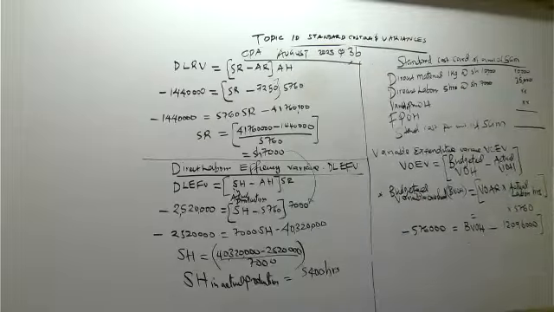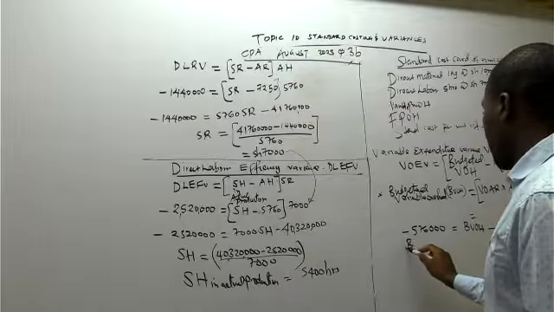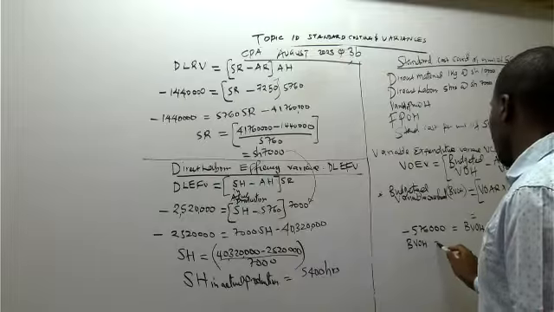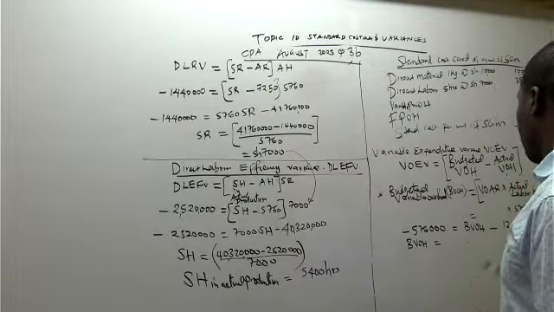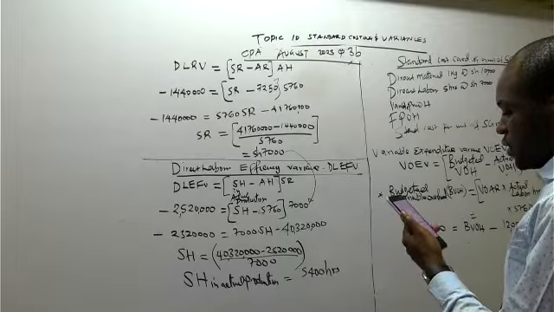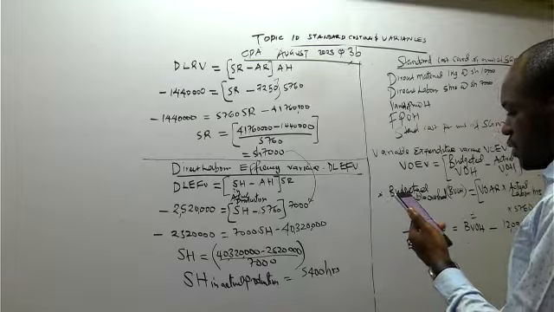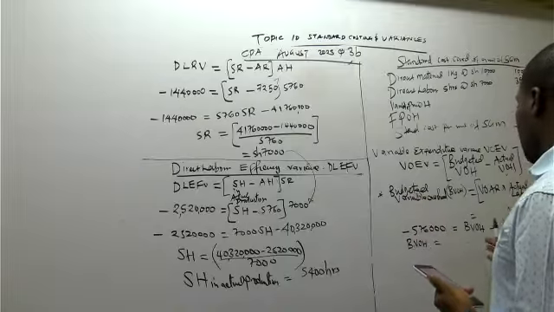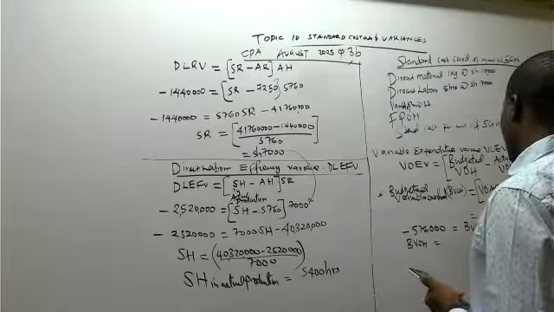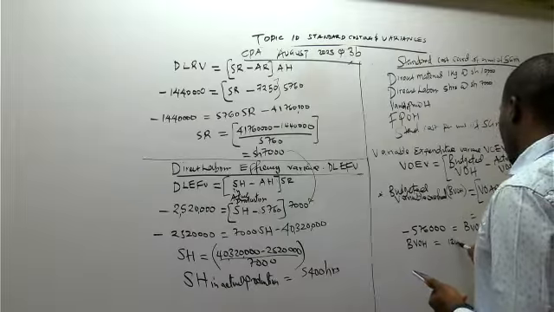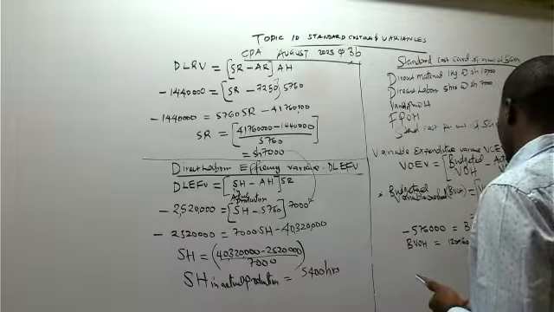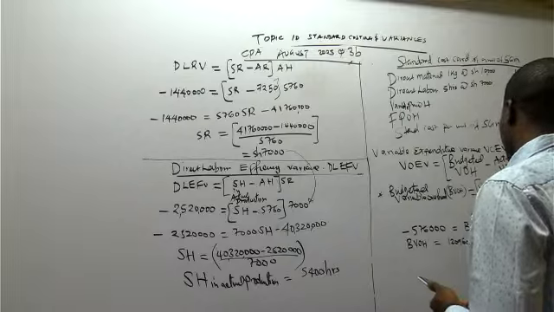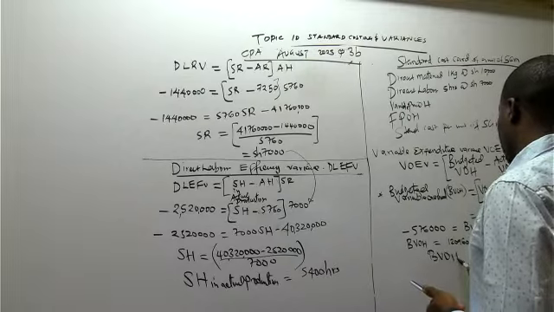So by just looking at what we have here, are you able to get the budgeted variable overheads? This is the unknown. So budgeted variable overhead is equivalent to 12,096,000 minus 576,000. Tukifanya hivyo, what is budgeted variable overhead?